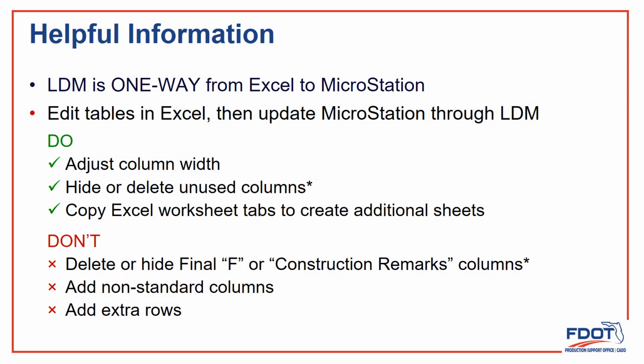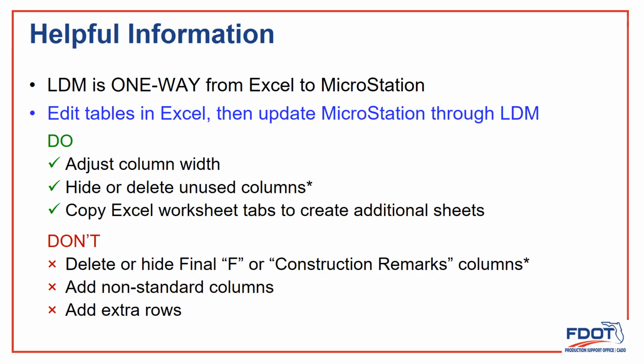As we said before, LDM is one way from Excel to MicroStation. Though the summary boxes can be edited in MicroStation, the changes won't be saved back to the source file. All changes must be made in the source file, then updated to MicroStation. The linked summary box, or text file, behaves like a cell in MicroStation though, and it can be moved within the design file without breaking the link. To make adjustments to the summary boxes, always make the changes in Excel file first, then update MicroStation through LDM.